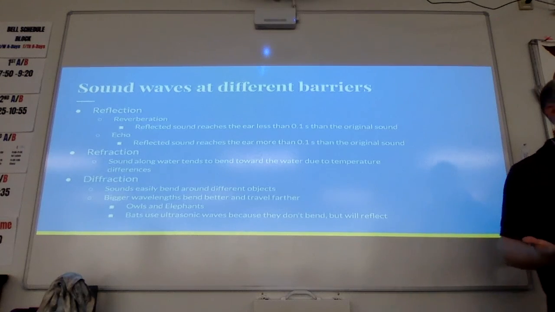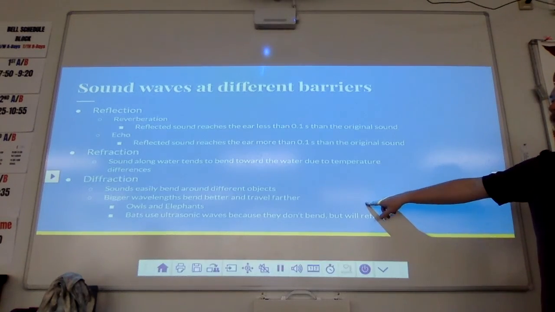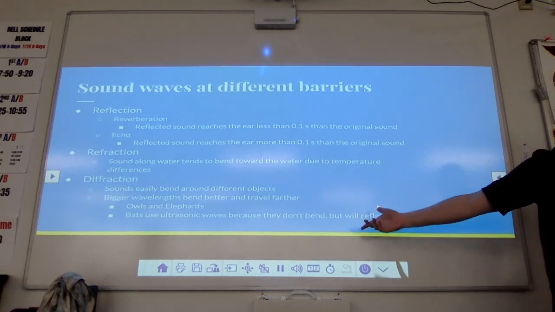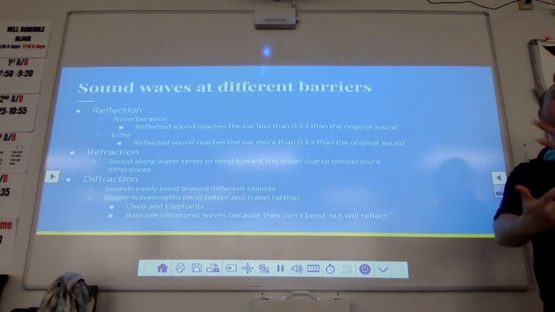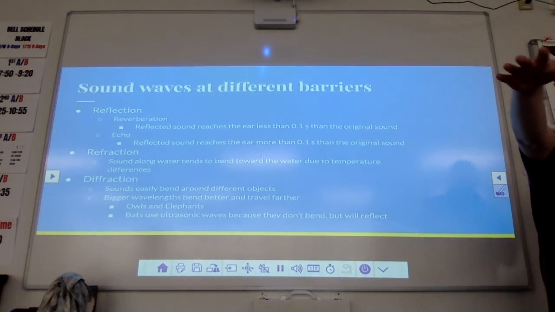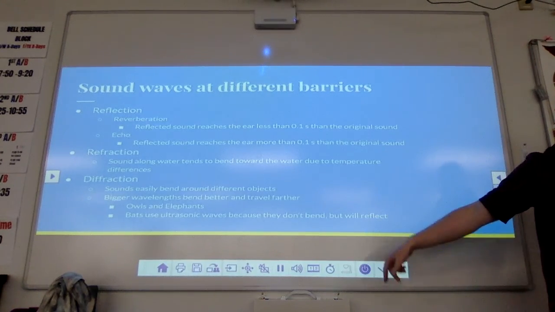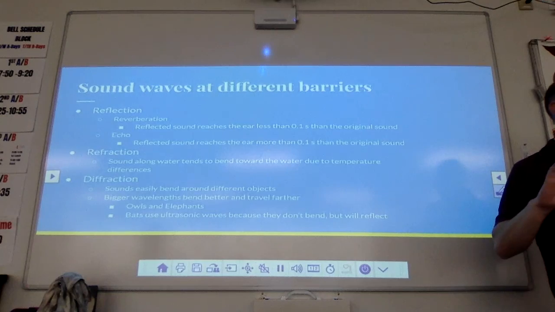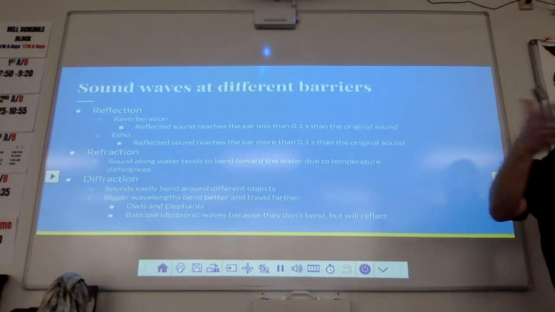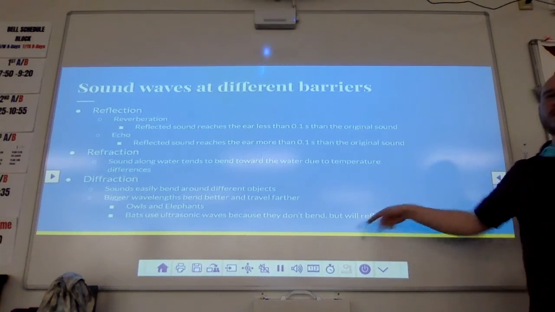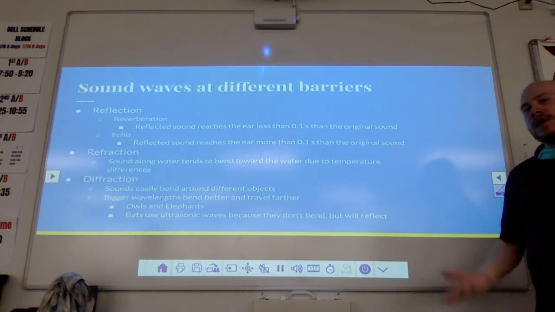Dolphins do the same thing. So smaller wavelengths don't bend. They bounce off, or they just keep going. And so bats don't have to worry about flying into things. Because if it bends around, they might not be able to hear it. So instead it bounces off or it doesn't. And now they know where to go.